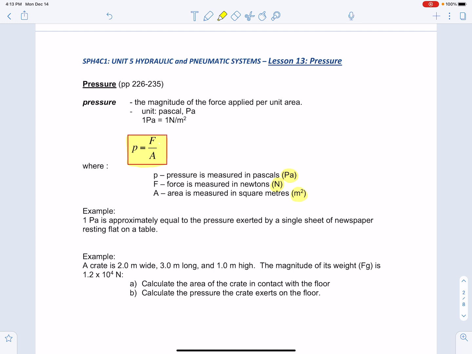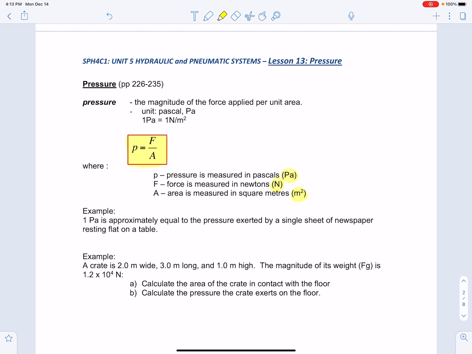Just so you can understand and experience in real life what 1 Pascal is equivalent to, it's equal to the pressure exerted by a single sheet of newspaper resting flat on a table. So I'm sure you can remember that and kind of understand what that feeling is. Let's do a first example.